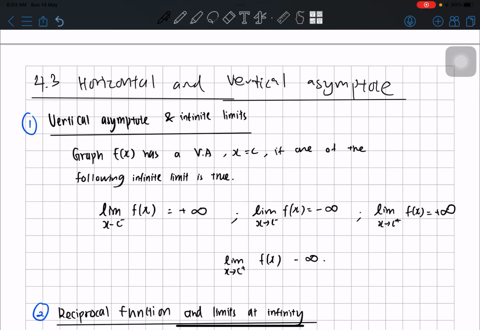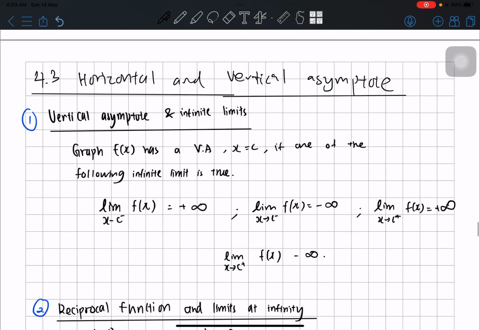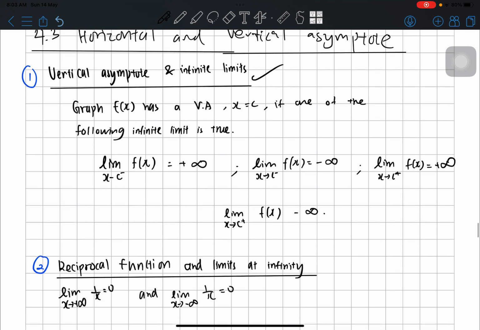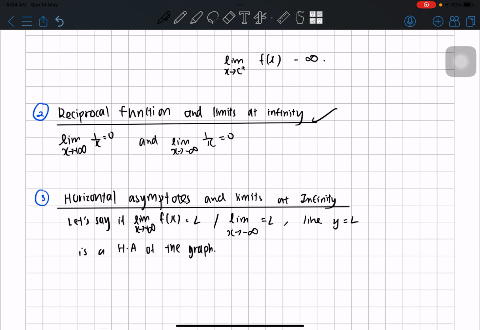Hello, welcome back. Today we'll be entering 4.3, which is horizontal and vertical asymptotes. Now, entering the topics, we have three types to note. That is the vertical asymptote and infinite limits, the reciprocal function and limits at infinity, and horizontal asymptotes and limits at infinity.